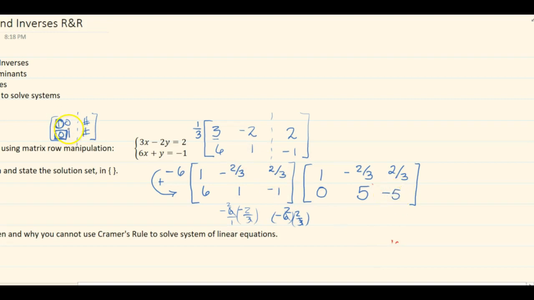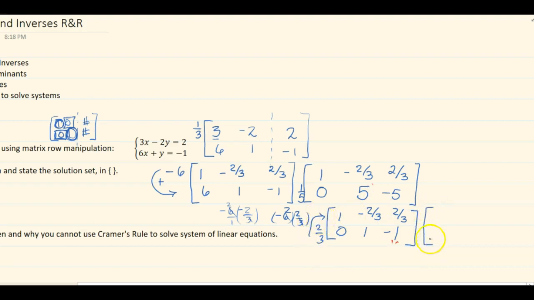Now that I've done that, then I'm going to get a 1 right here down the main diagonal, sorry. So I'm going to multiply by 1/5. When I multiply by 1/5, the top row stays the same as 1, -2/3, and 2/3. The bottom row will become 0, 1, and -1. So now we're going to get this 0 here. I need to get a 0 here. So what I'm going to do is multiply by a +2/3 and add up.